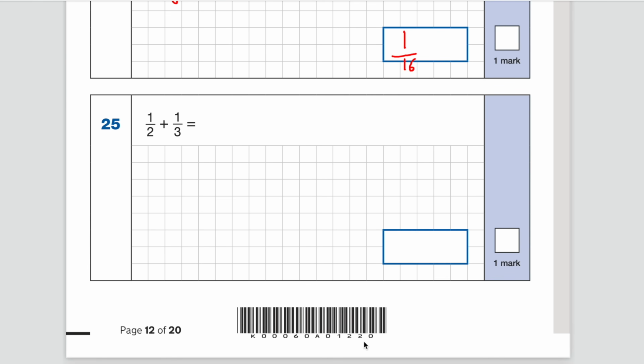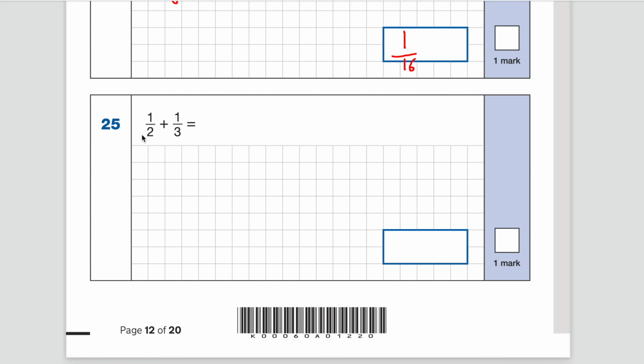Number 25, what is 1/2 plus 1/3? Now, we've done this before. We've got to change the denominators so they're exactly the same. Now, neither of them are divisible by the other, so we need to look for a number that's in the 2 times table and the 3 times table. The easiest one is 6. So we're going to turn these into sixths.